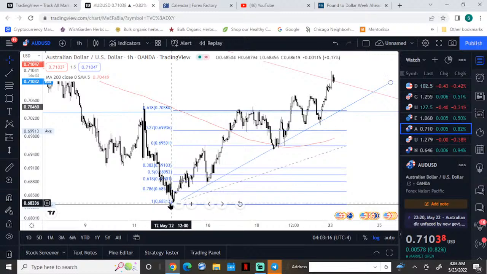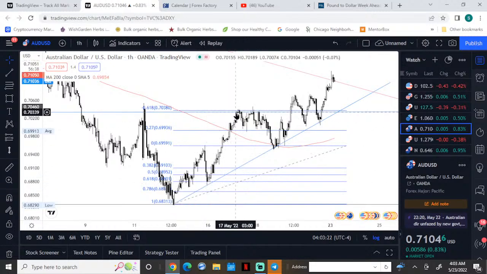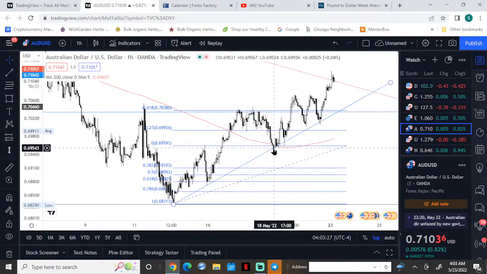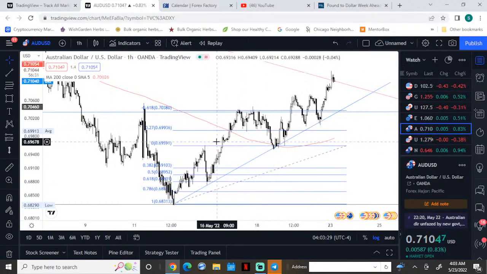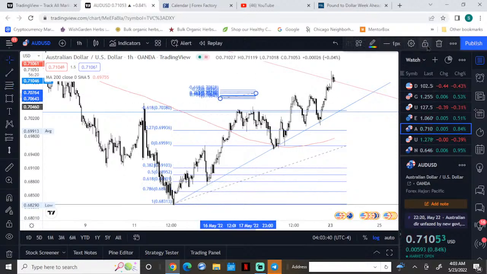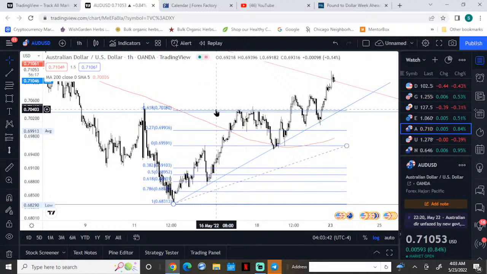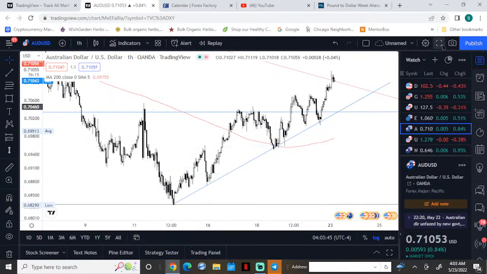All right, so we have point A, B, C, D. Got to the 618, reversed some, and kept going. So now this would be my point A, this pullback right here. So to not confuse anything, I'm going to delete this fib, because now my most relevant fib would start from this pullback, which was my point C, and it's now my point A.